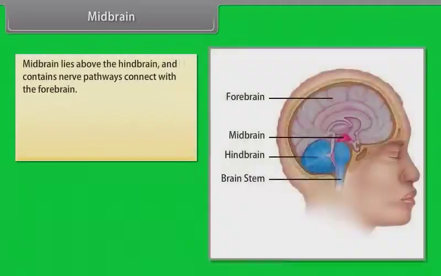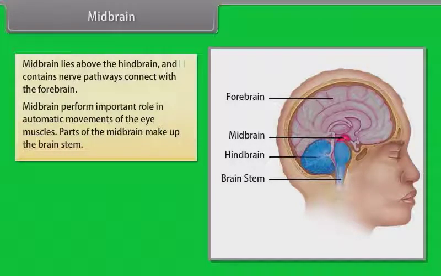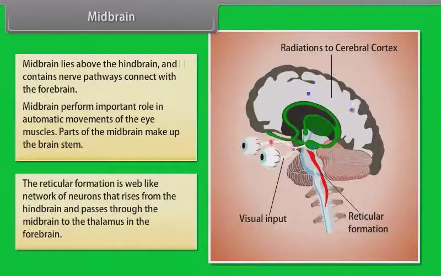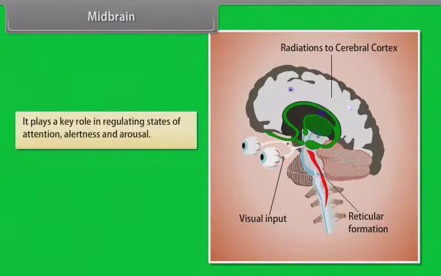Midbrain. Midbrain lies above the hindbrain and contains nerve pathways connected with the forebrain. The midbrain performs an important role in automatic movements of the eye muscles. Parts of the midbrain make up the brainstem. The reticular formation is a web-like network of neurons that rises from the hindbrain and passes through the midbrain to the thalamus in the forebrain. It plays a key role in regulating states of attention, alertness, and arousal.